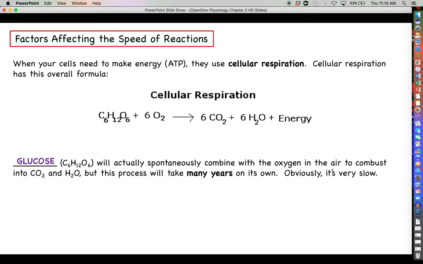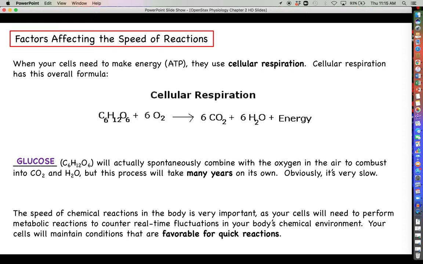So just because something is spontaneous, that does not mean it's fast. We want to make sure we don't make that mistake. Something can be spontaneous, but that does not mean it's fast. In this case, this is a spontaneous reaction, but it is very, very laboriously slow.